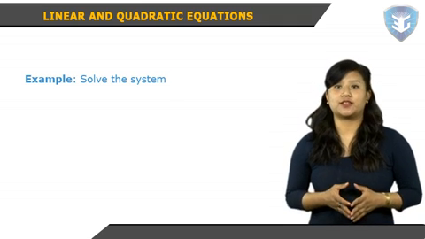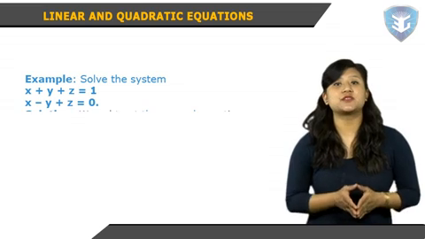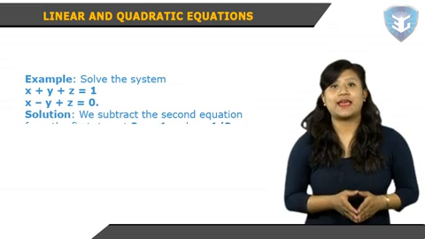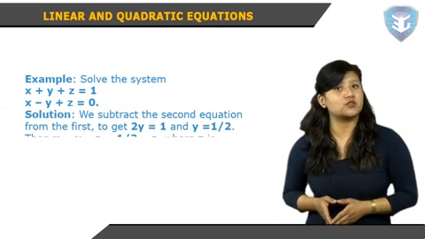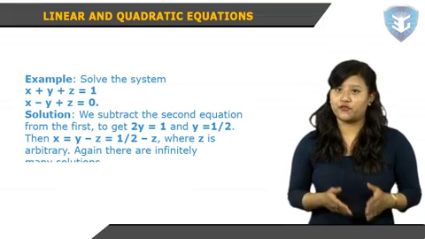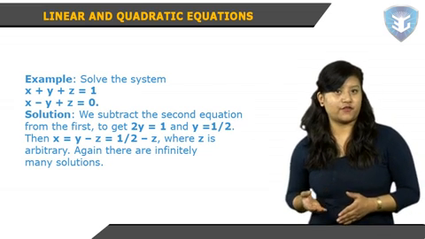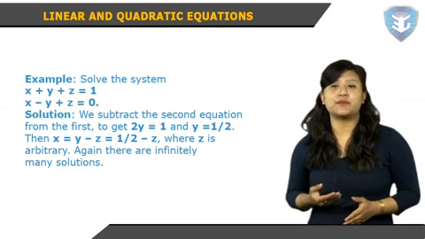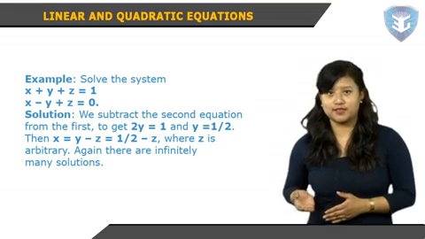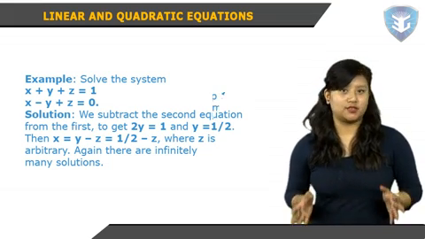Let's look at another example. Solve the system: x plus y plus z equals 1, x minus y plus z equals 0. Solution: we subtract the second equation from the first to get 2y equals 1, and y equals 1/2. Then x equals y minus z, which is 1/2 minus z, where z is arbitrary. Again, there are infinitely many solutions.